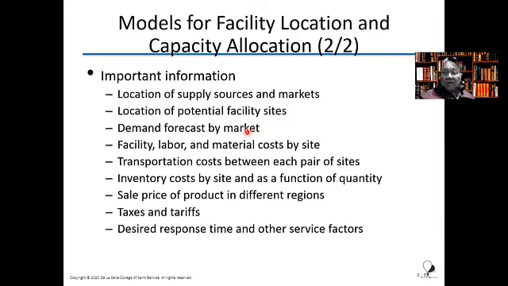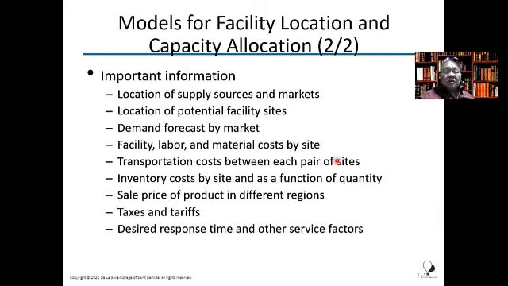A demand forecast, this is a marketing domain, of course. Marketing, being close to the customer, should be able to crank out a demand forecast. Facility labor and material costs by site. So this is a joint effort by your procurement, your engineering, and your HR. Let them go to the various sites that you've identified and try to get as much relevant information as possible, okay, that you will feed into your model later on.